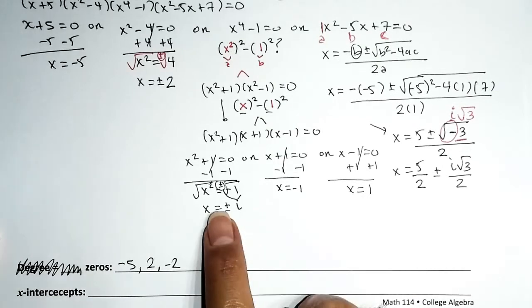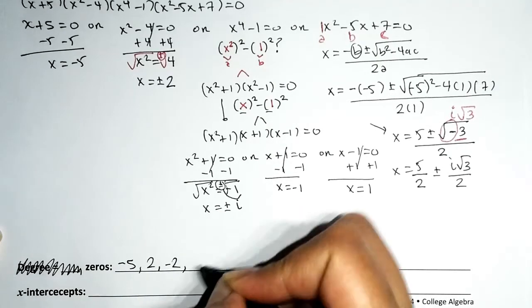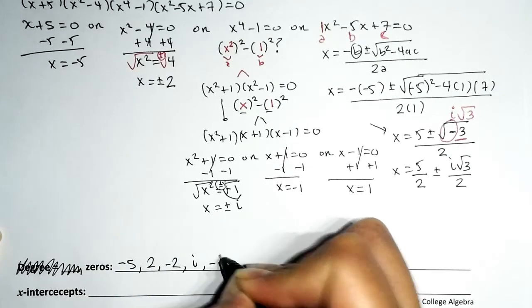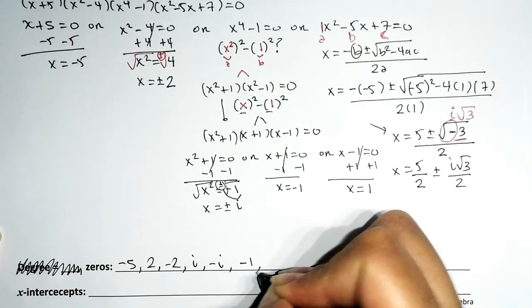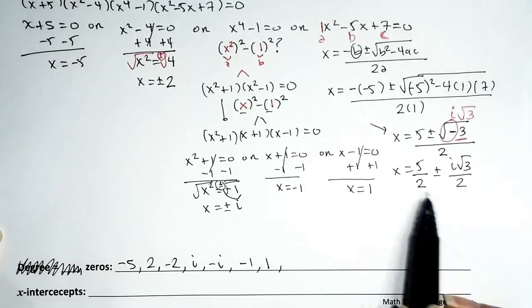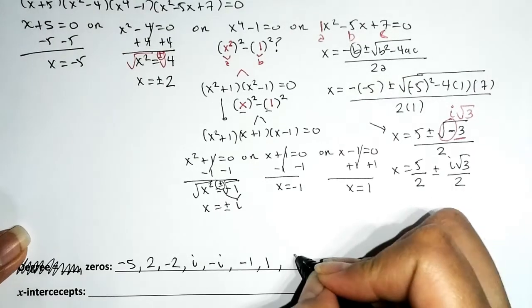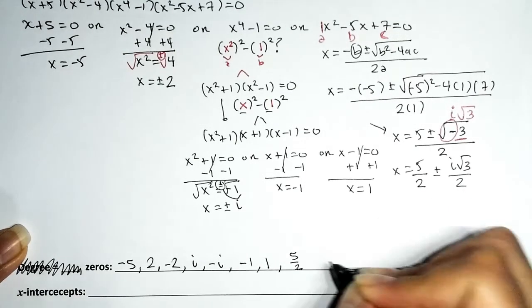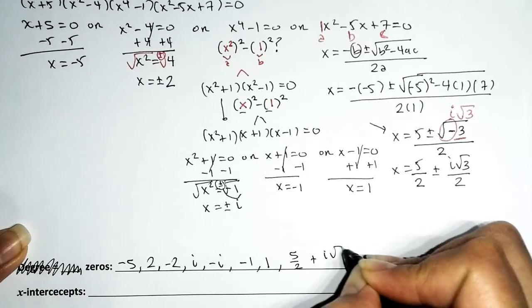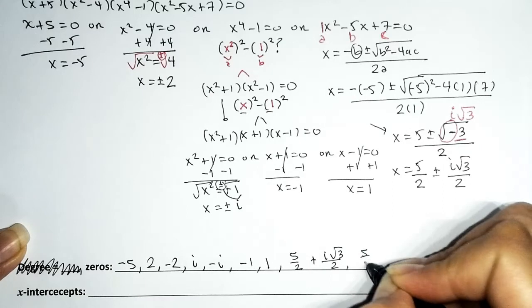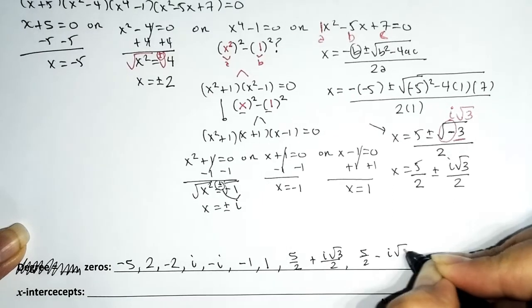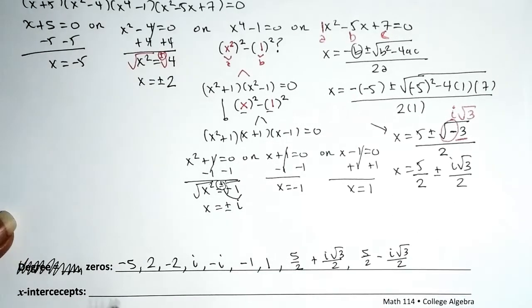Then we have a positive I and a negative I, followed by a -1 and a +1, followed by, let's go ahead, write it. So we have 5/2 plus I square root of 3/2, and then 5/2 minus I square root of 3/2. So we have 1, 2, 3, 4, 5, 6, 7, 8, 9 zeros.